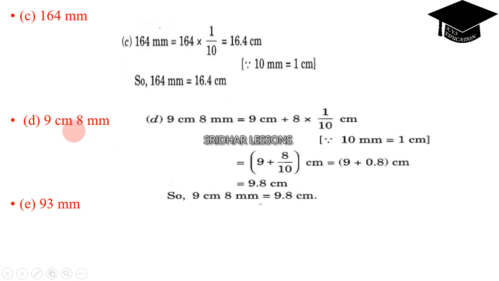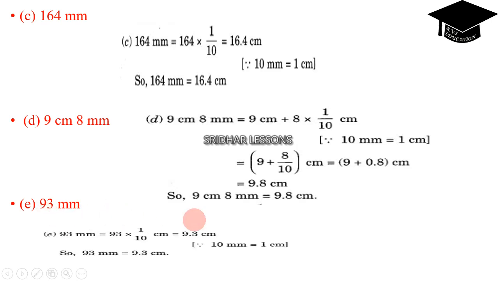Next one, 9 centimeters 8 millimeters. 9 plus 8 into 1 by 10. That is 9.8 centimeters. So 9 centimeters and 8 millimeters is equal to 9.8 centimeters. Next one is 93 millimeters. What we have to do? 93 into 1 by 10 centimeters. That is 9.3 centimeters. So 93 millimeters is equal to 9.3 centimeters.